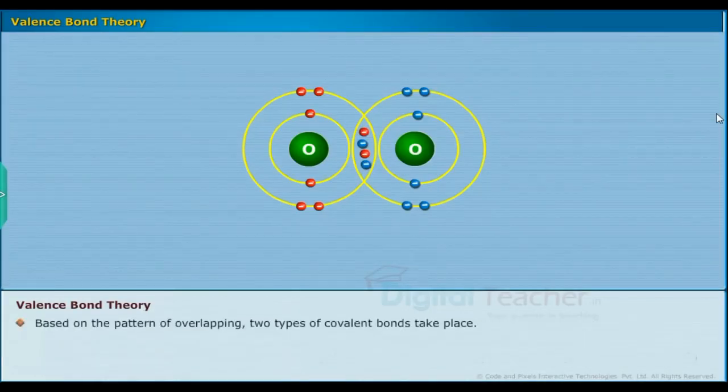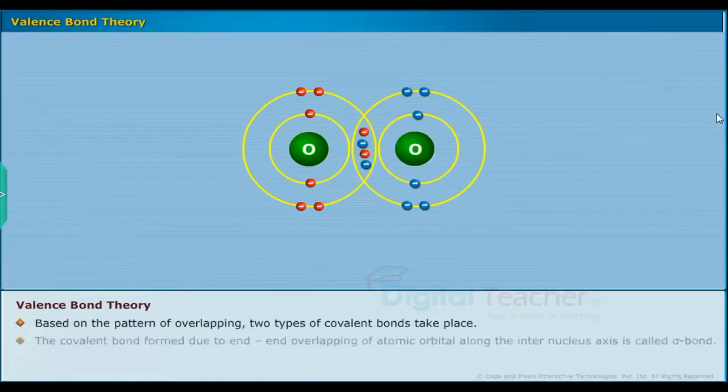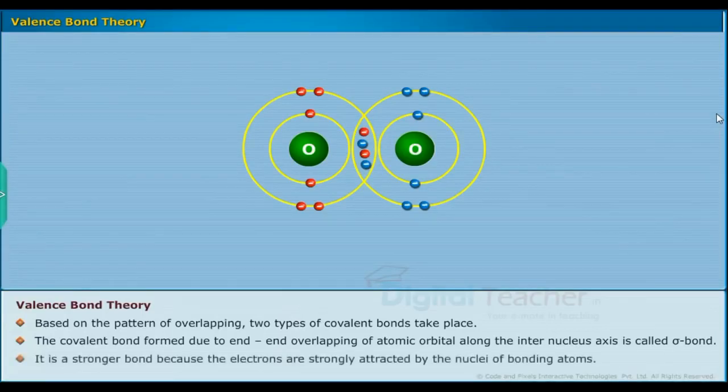Based on the pattern of overlapping, two types of covalent bonds take place. The covalent bond formed due to end-end overlapping of atomic orbitals along the internuclear axis is called a sigma bond. It is a stronger bond because the electrons are strongly attracted by the nuclei of the bonding atoms.